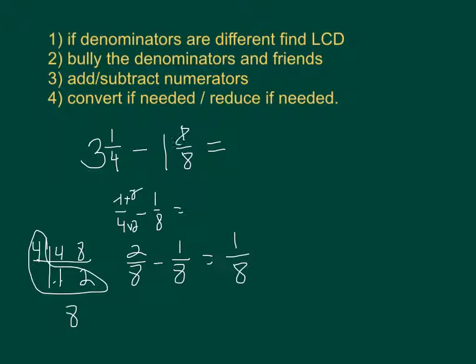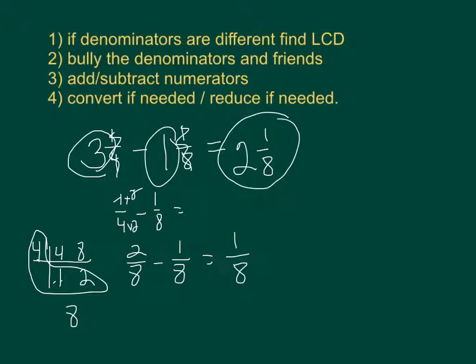Now that was just taking into consideration my fractions, but I still had 3 whole pizzas, and I'm taking 1 whole pizza away, so it leaves me with 2 and 1/8. So you can deal with the fractions separate from the whole numbers when you're talking about addition and subtraction of fractions and mixed numbers. You can't do that with multiply and divide, but you can do that with add and subtract.